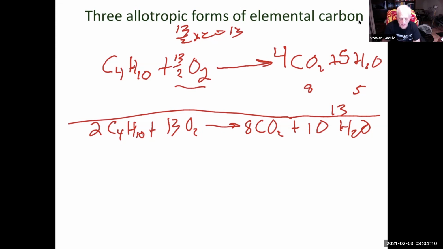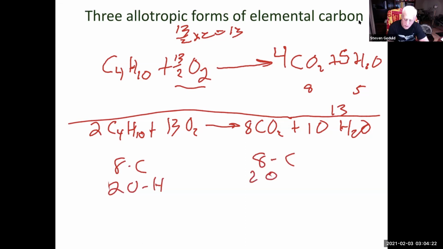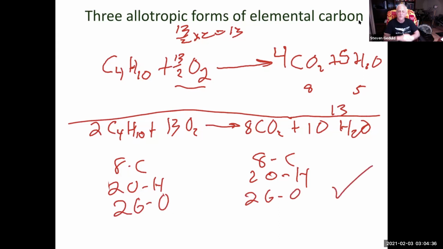If we check it, we've got 8 carbons here and 8 carbons here. I've got 20 hydrogens here and 20 hydrogens here. I've got 13 times 2, so 26 oxygens here. I've got 8 times 2 is 16, and 10 is 26 oxygens here. And we're balanced.